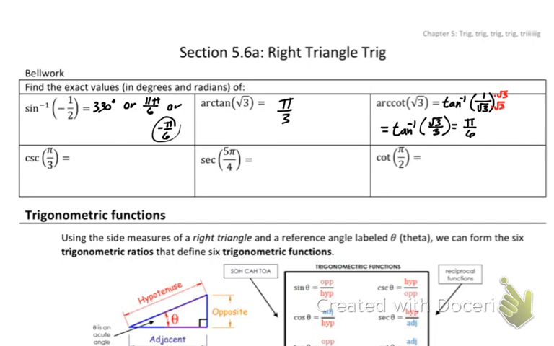All right. So we got cosecant of pi over 3. I'm going to go through this one. So I'm really looking for the inverse of sine of pi over 3. In other words, 1 over sine of pi over 3. In other words, I'm going to go to pi over 3, find my sine value, and I'm just going to flip it. Just a little flip action.